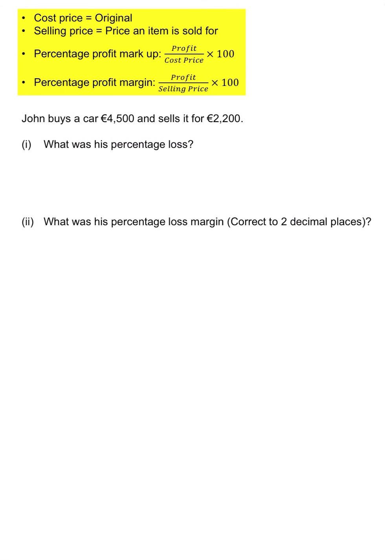Okay, another one here. So John buys a car for 4,500 and then he sells it at a later date for 2,200, and we need to find what his percentage loss is. So let's figure out first what his loss was. So we'll do 4,500 minus 2,200, and that is equal to 2,300, and this is his loss.